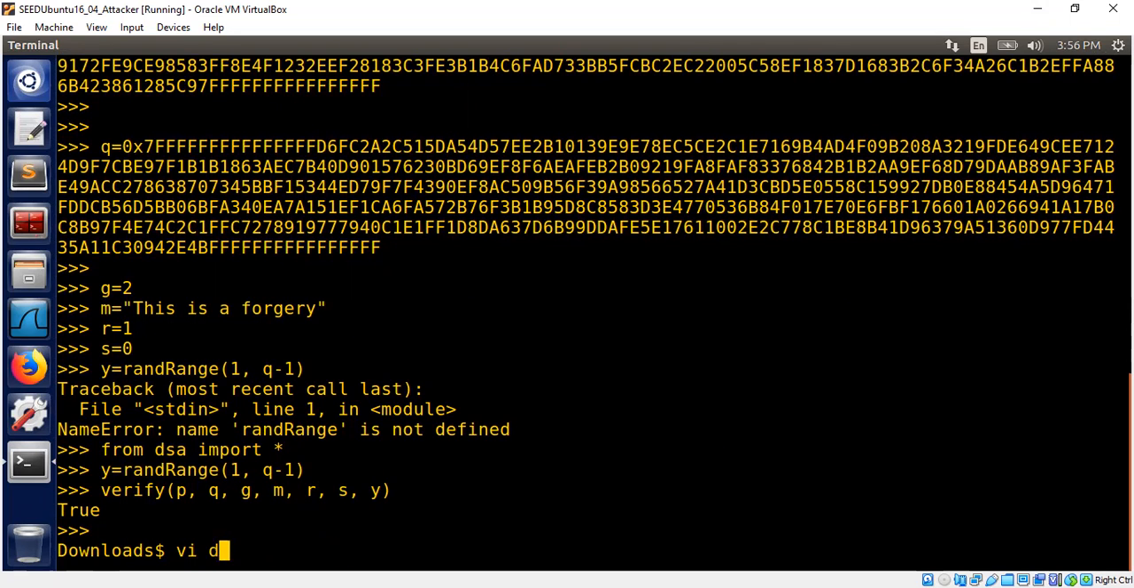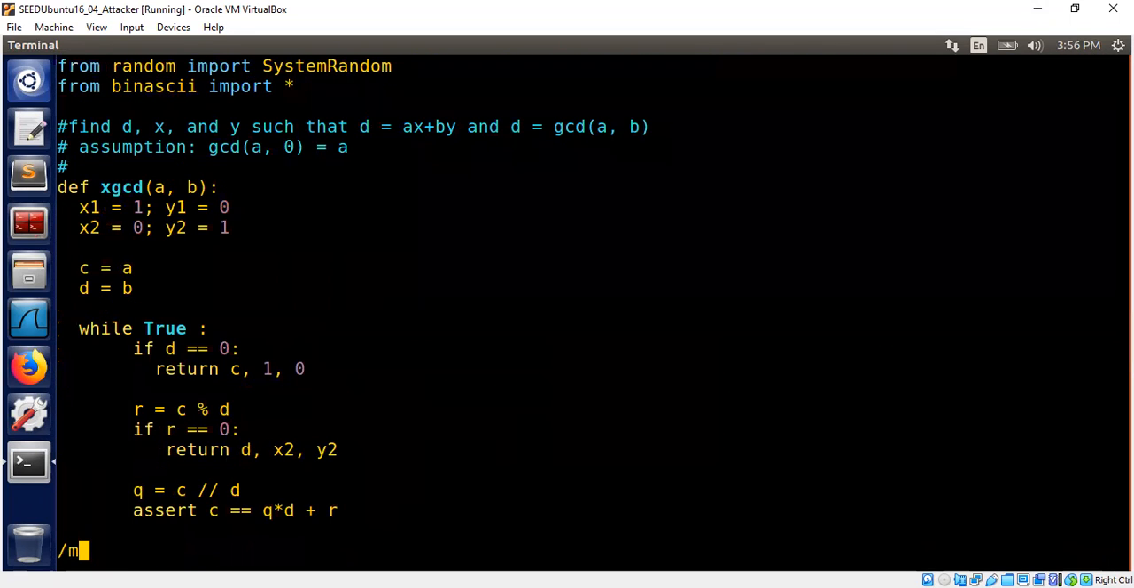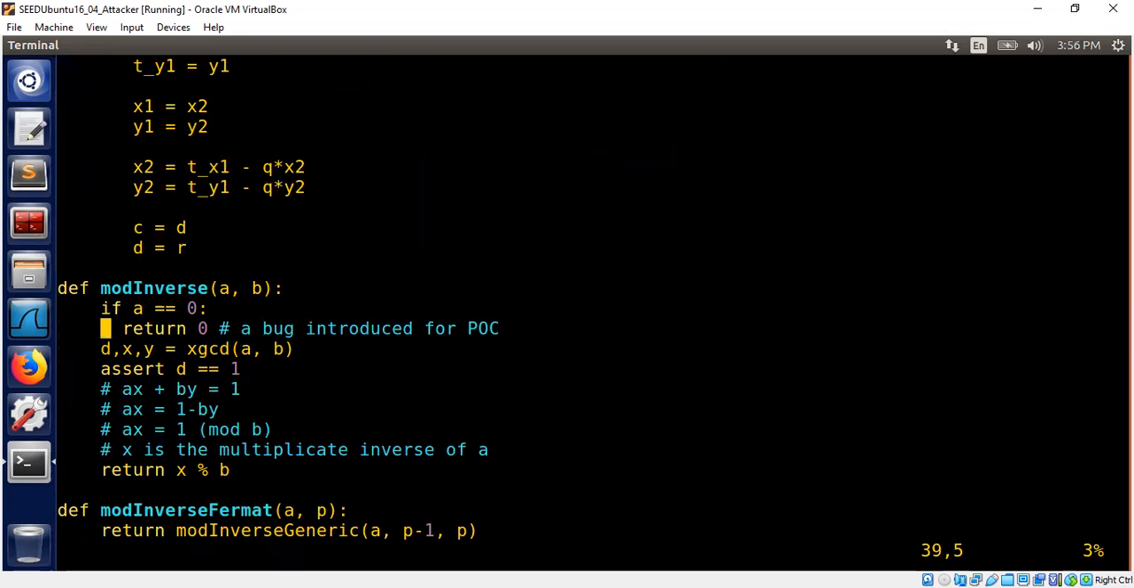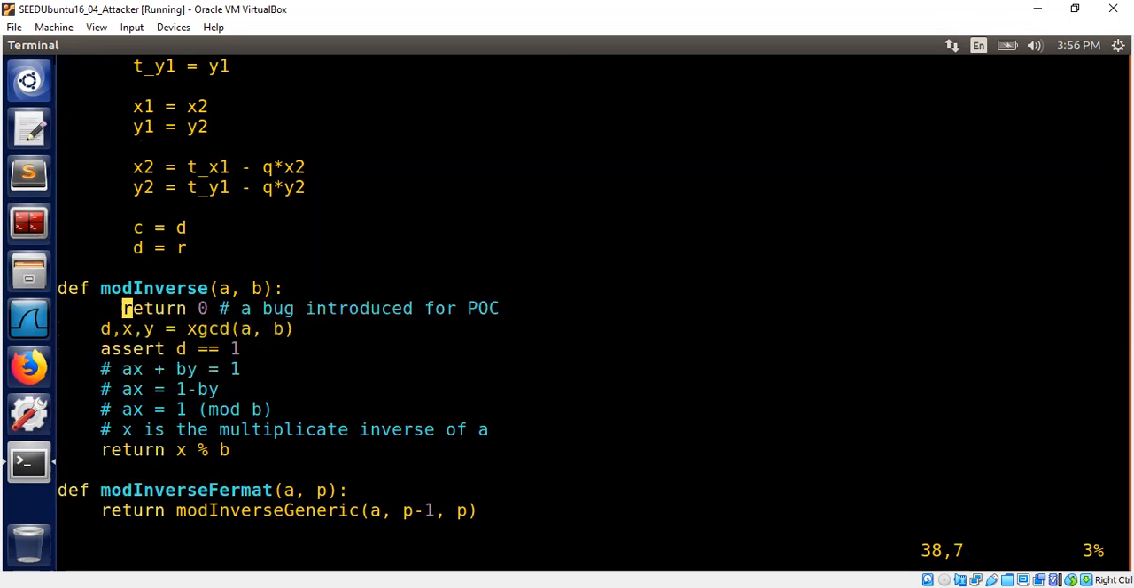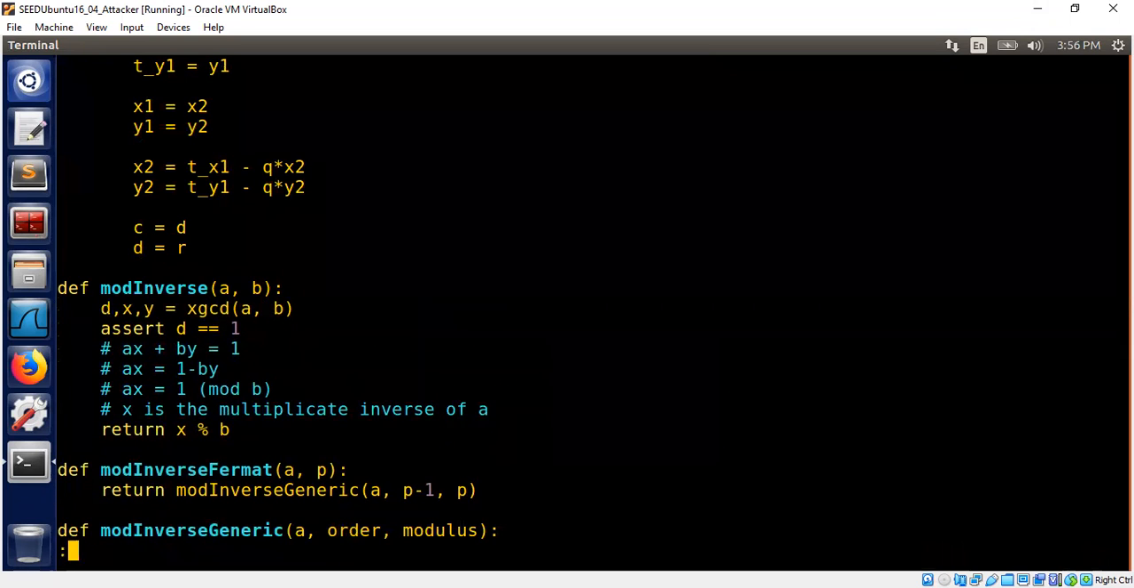First of all, two things. Remember, mod inverse is buggy. I introduced this bug: if A equal to 0, return 0, which means any number divided by 0 is 0. That's basically an approximation to think about. So this is a bug. I will remove it to avoid this.